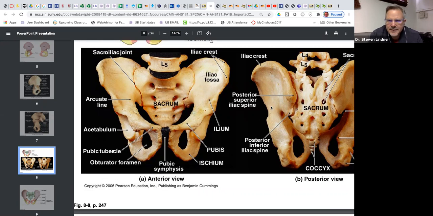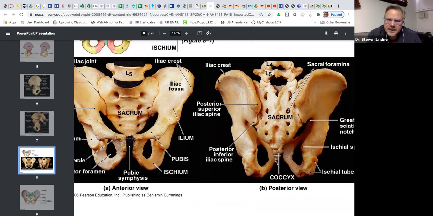When we look at it from the posterior, here's the iliac crest. We follow it around this way to the posterior, and then there's your posterior superior iliac spine. We drop down, posterior inferior iliac spine. Now the PSIS, the posterior superior iliac spine, this is pretty clear to see.